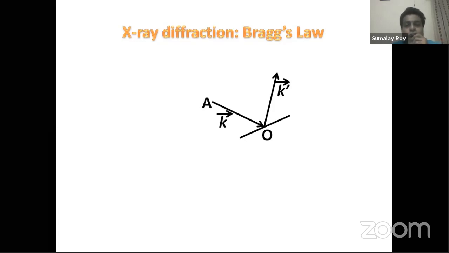So now I replace these incoming rays, as you can see, with vectors K and K prime. The scattered vector is K prime, the reflected vector is K prime, and the incident vector is K. And what is the magnitude of this K? Can anybody tell me? K is a wave vector, so what is it related to? In an X-ray, in an electromagnetic wave, if lambda is the wavelength, what is the relation between K and lambda? That's true. Thank you. So K is 2 pi by lambda.